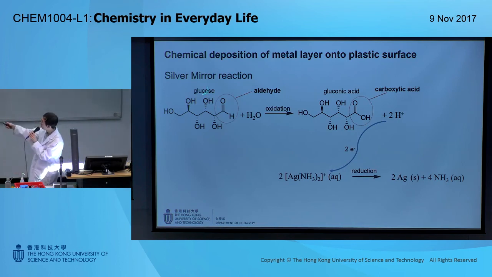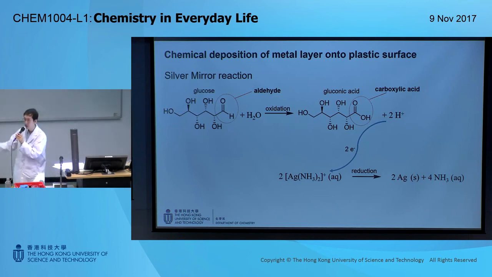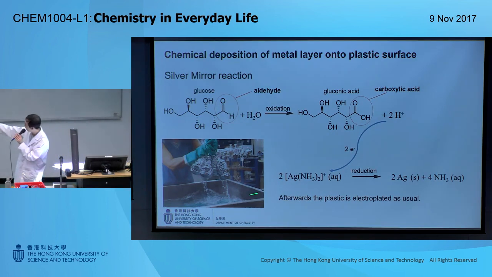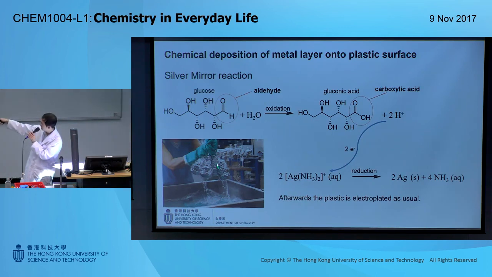And this is how they used to make mirrors. Mirrors were produced in the past by having a piece of glass in this chemical bath of silver nitrate and ammonia and glucose, and then you can leave it there and a layer of silver will be deposited. So once you do this, for example, here you can see the lady is putting these plastic components into the silver mirror solution, and then the plastic will come out with a silver coating.